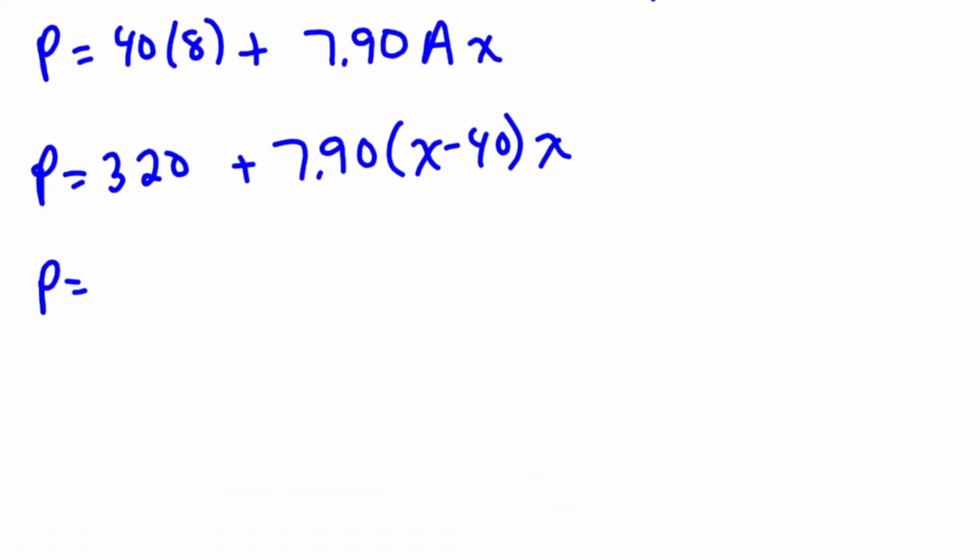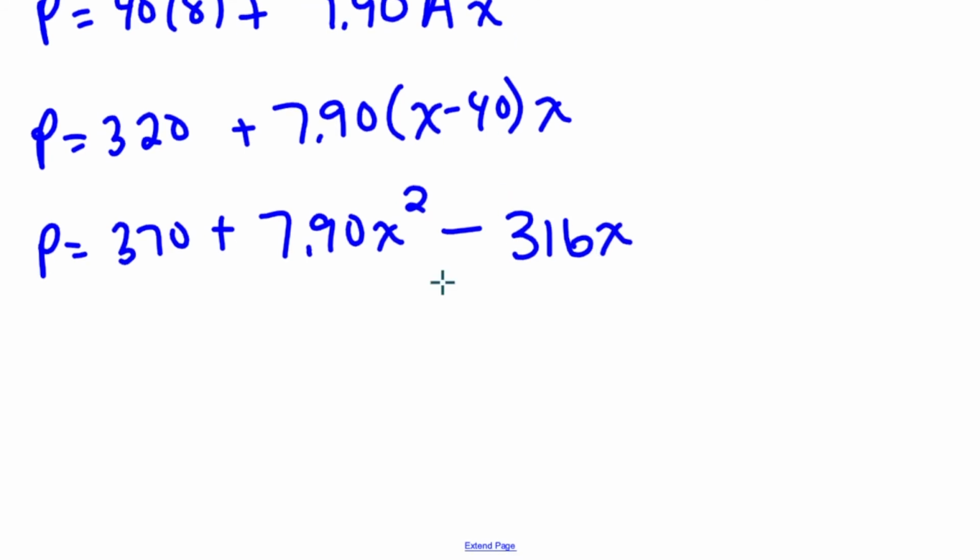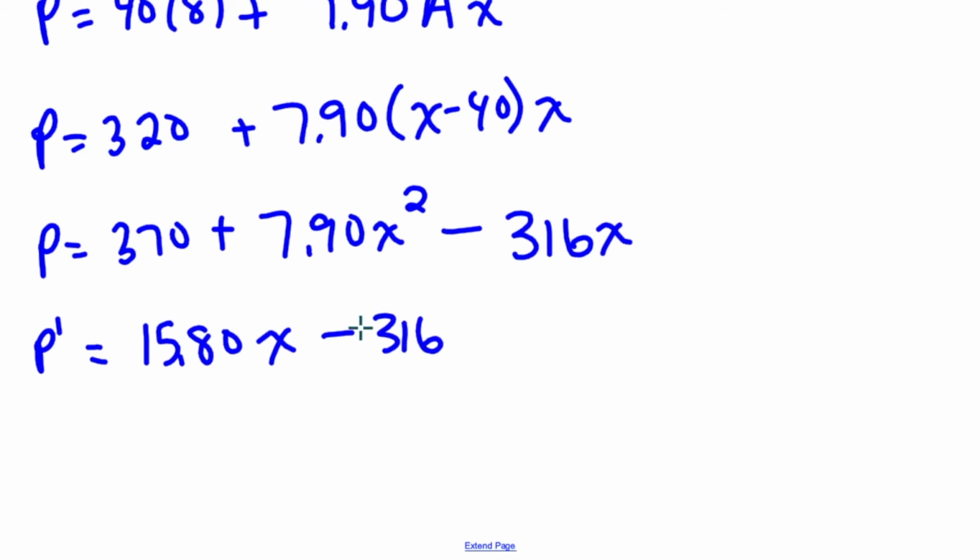So we end up with 320 plus $7.90 times x gives us $7.90 x squared, minus, and then 7.90 times 40 gives you 316, and then times that x outside there. All right, so now I took the derivative, 320 is gone. $7.90 times 2 would give you $15.80 times x minus 316. So again, this is all in relationship to the additional passengers, the way that I wrote it.